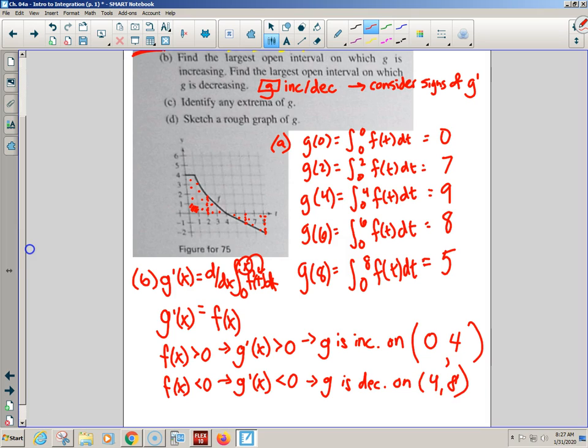Would you ever use closed brackets for the 0 or the 8? It's asking for the largest open interval, so I just kept it open. But technically, Adam, you're exactly right. If we were to do this precisely, and if we were not just answering what they told us, that should have been closed because at 0, it's above. And this should have been closed because at 8, it's below. 4 is a 0, which is neither.